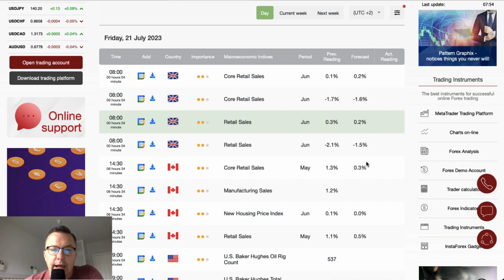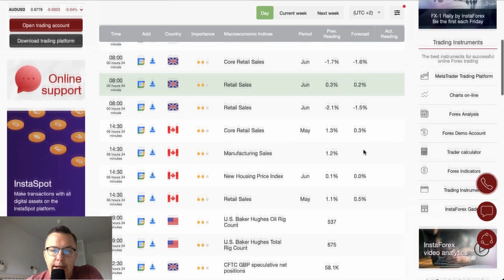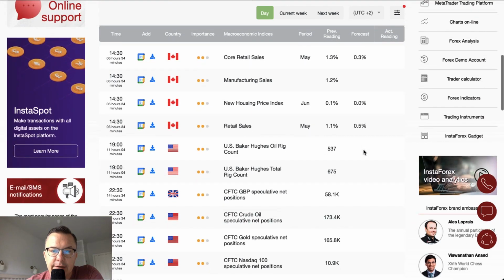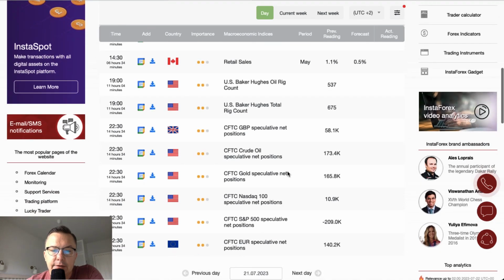from the UK are scheduled for release at 8 o'clock, and as you can see, the market participants expect a different bunch of results from the retail sales, so it's better to wait for the actual reading. During the New York session, we got again core retail sales, manufacturing sales, and retail sales data from Canada scheduled for release at 2:30, and then we got some US Baker Hughes oil rig count data from the US. Those data are scheduled for release at 7 p.m.